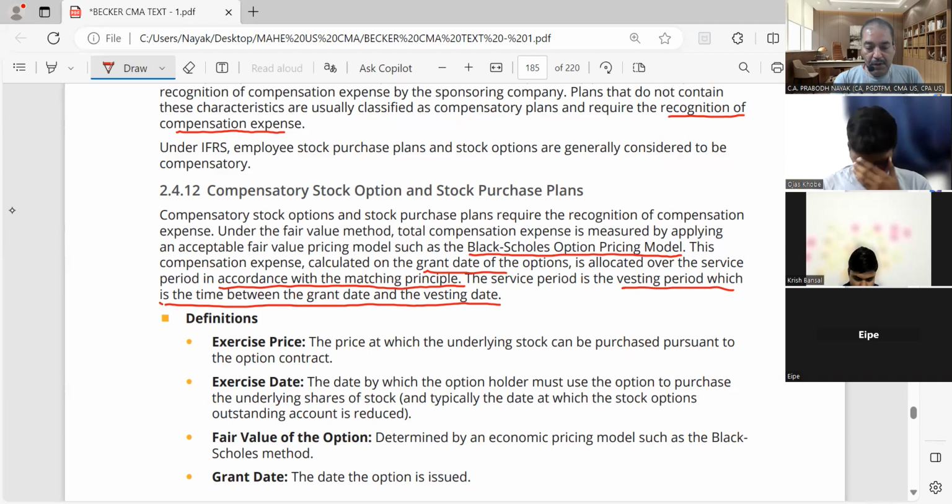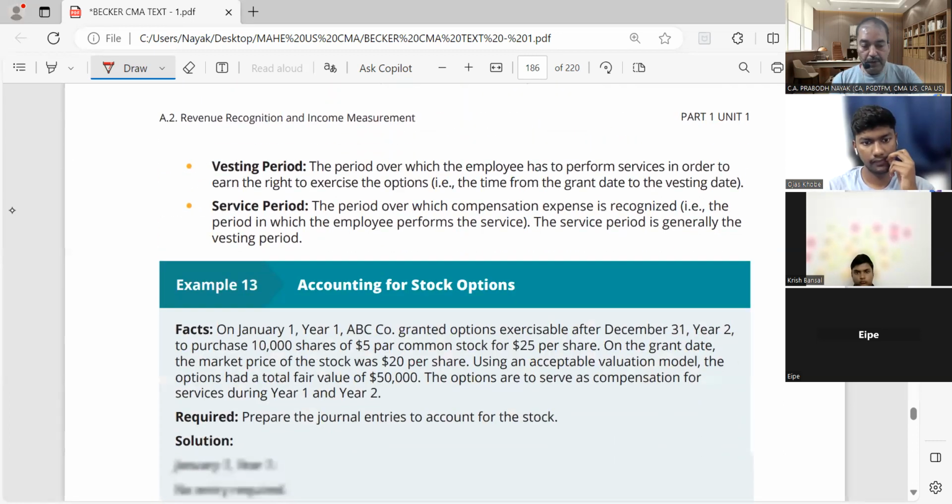Exercise date: the date by which the option holder must use the option to purchase the underlying shares of stock. Okay, that I'll come to. Fair value of the option is determined by an economic pricing model like the Black and Scholes model. Grant date is the date the option is issued.